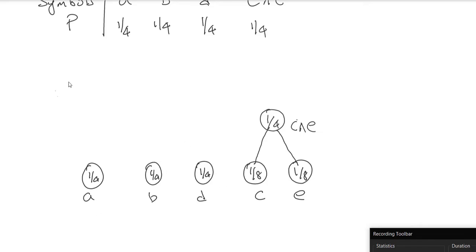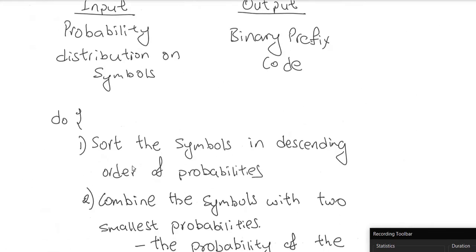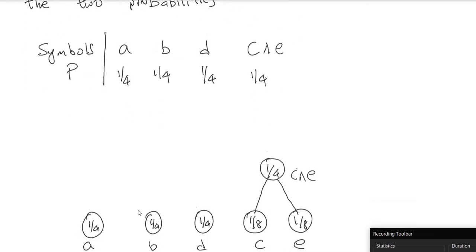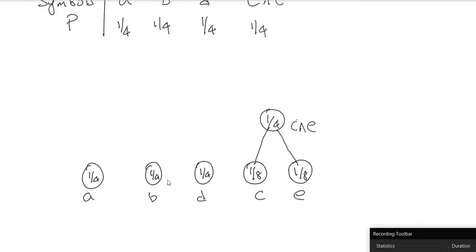So then we go to the next iteration. Again, the two steps are: sort the symbols in descending order and combine the symbols with the two smallest probabilities. Over here, now all symbols have the same probability, so that means we can combine any two, right? Because ties are broken arbitrarily. Let's say I take A and B as the two smallest probabilities, then I will combine A and B to form a new node.